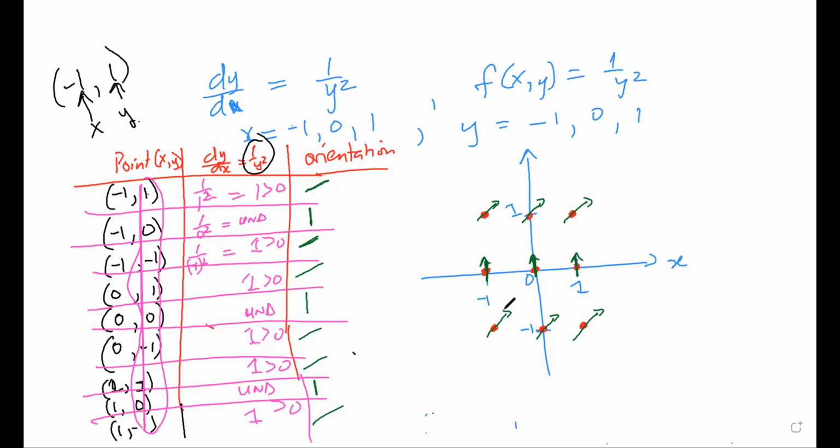So what you will then see is, as we move from x equals minus 1 to x equals 0, we start with this orientation. Somewhere here we will see that orientation, but it will change. Why? Because by the time we reach x equals 0, we need to have a vertical orientation.